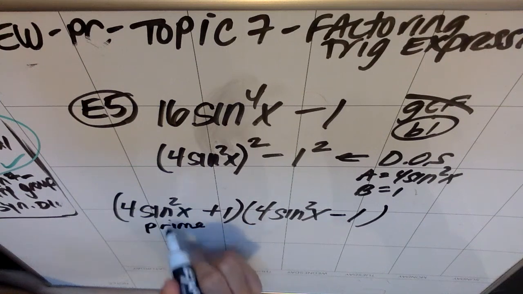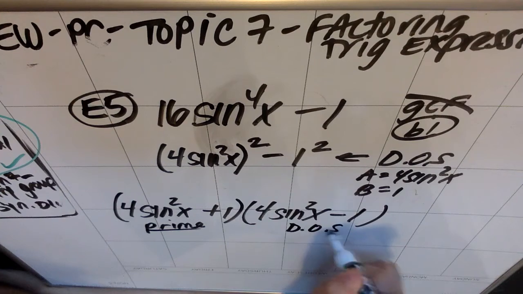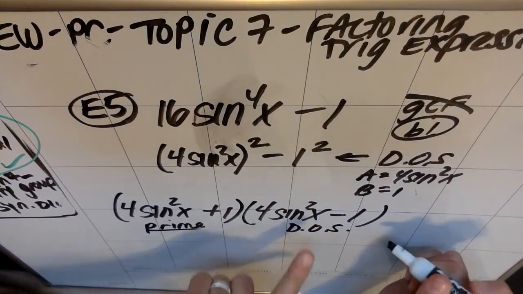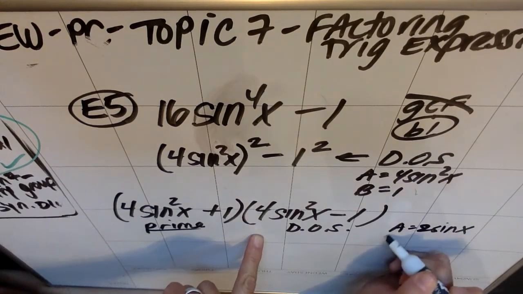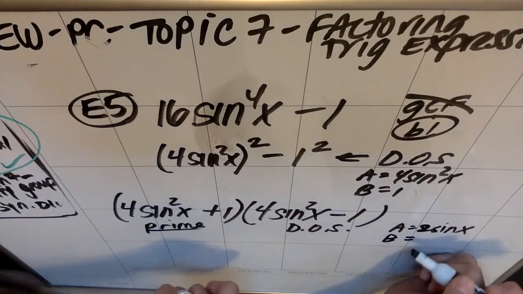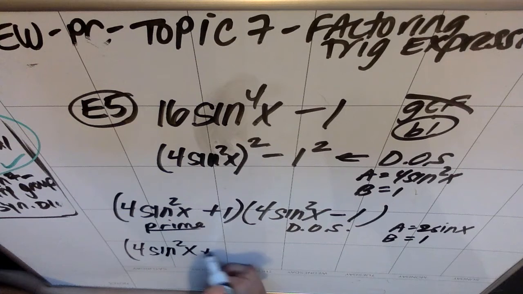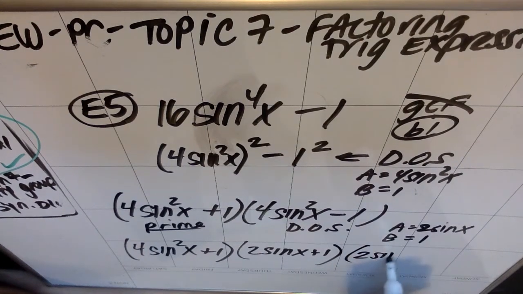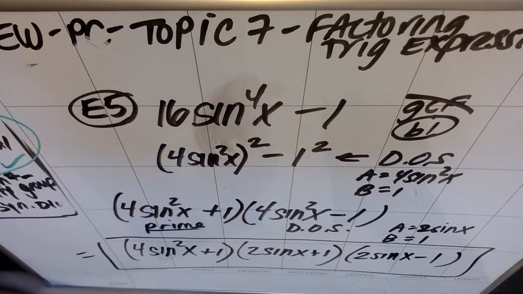So this thing is prime. We've seen this before. This is called a sum of squares. This is done. But this guy is another difference of squares, right? Because 4 sine squared x, that would make my a 2 sine of x, right? And my b would be a 1 squared, so my b would be 1. So this thing factors into 4 sine squared x plus 1 times a plus b, which would be 2 sine x plus 1. A minus b would be 2 sine x minus 1. And this crazy thing is what that's going to factor into.